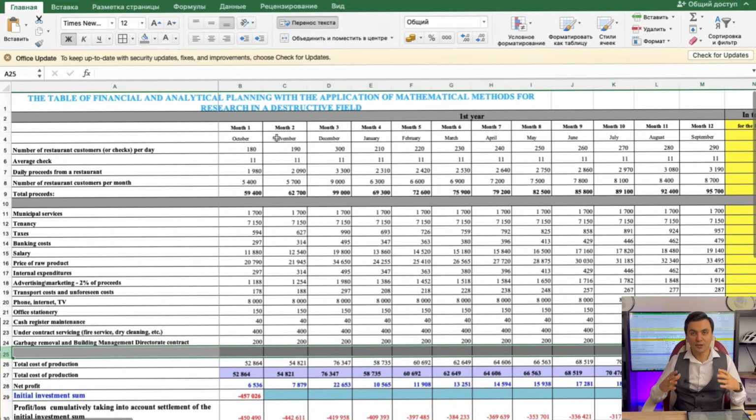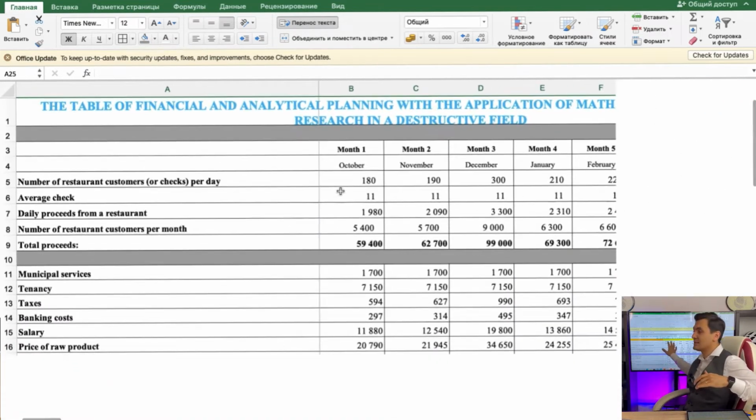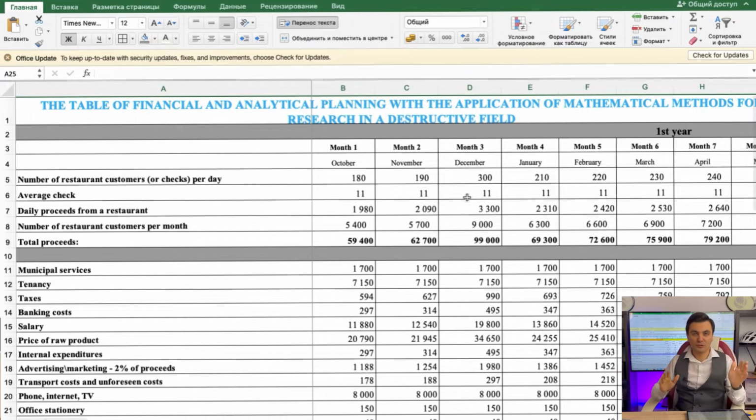The next thing is the estimation. This is the main table. Don't freak out, everything is really simple here as well, and now I will explain it to you. Here we have planned monthly proceeds, planned monthly expenses, total cost price, net profit, and payback period on this project. Namely, these are all of the questions that an investor asks.